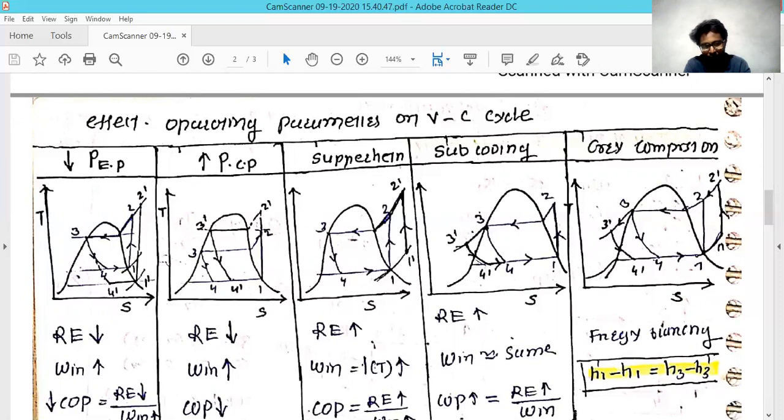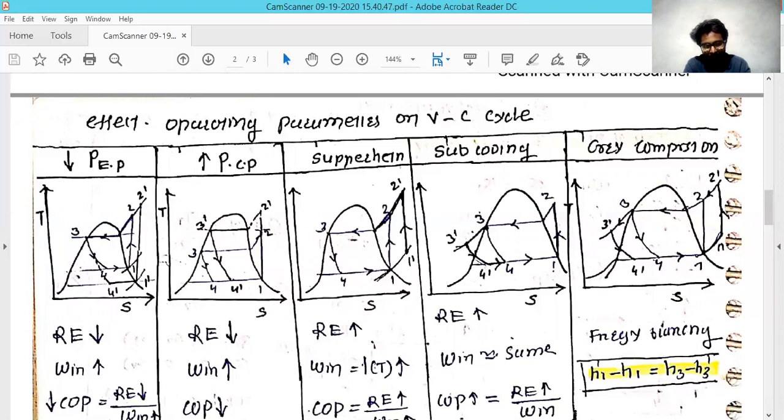Previously it was 4 to 1, now it became 4 dash to 1 dash, which is obviously smaller than the previous one. It means it shows less refrigeration effect.